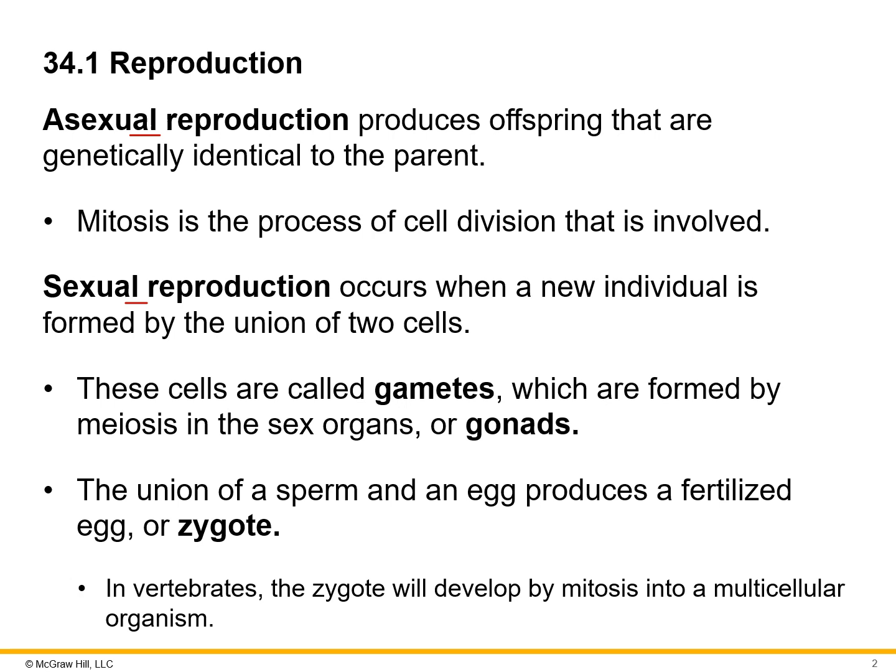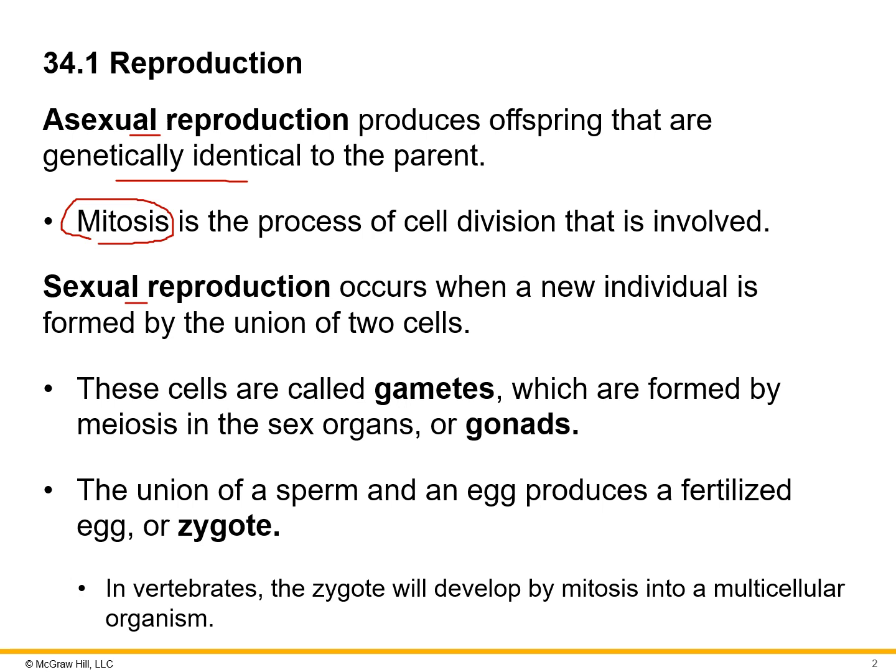Asexual reproduction only requires one parent, and the offspring are genetically identical to that parent, and uses the process of mitosis, in which one cell divides to make two. So again, only one cell is needed, and offspring are genetically identical.